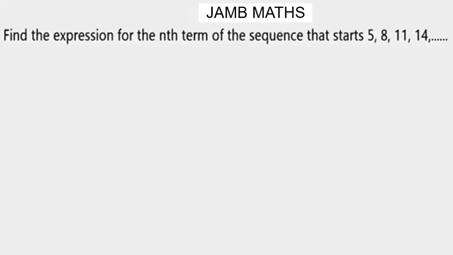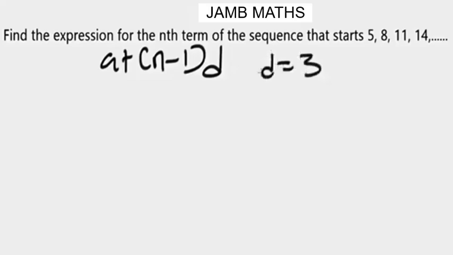Now, for an arithmetic sequence, this is the formula we use. We have it to be a plus n minus 1 d. So this is the formula you are meant to be using to find the number of terms. Now, for this question, we have to find the expression for the nth term. Now that we know the common difference, our d, is 3, that means the expression for the nth term is going to have 3n in it.